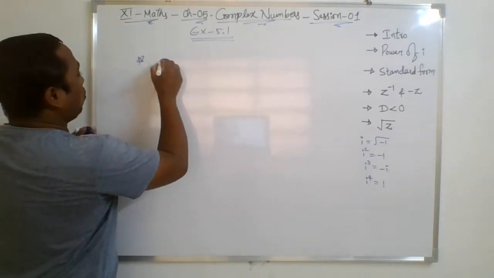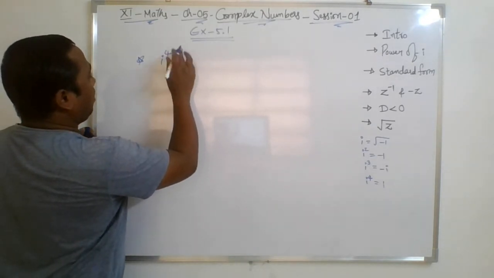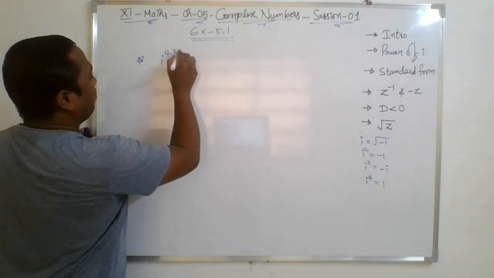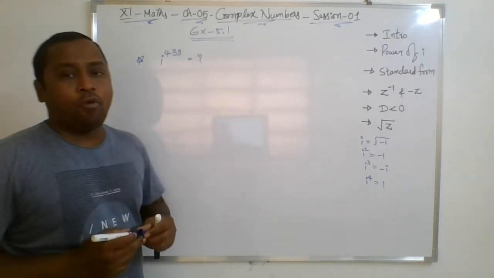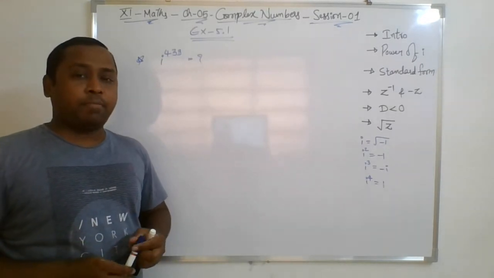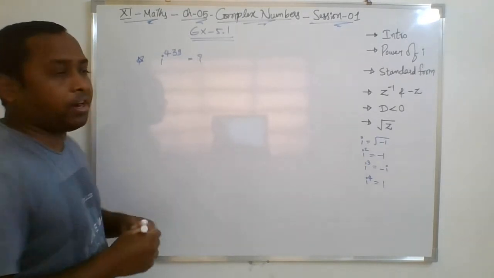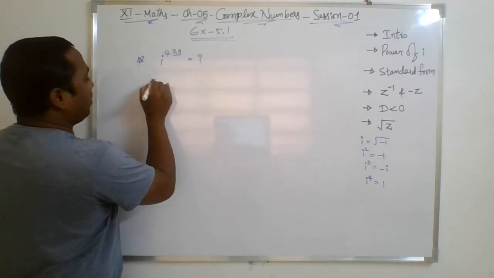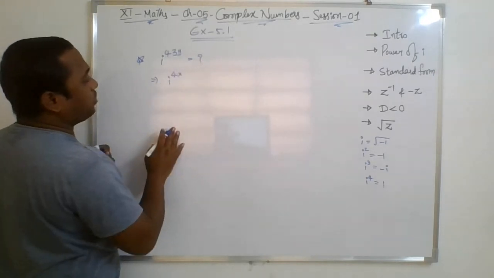Now I want to solve i to the power of 439. What is the value of i power 439? Whatever the power, first write it as a multiple of 4. That is fundamental. So i to the power of 4 into, just divide by 4.